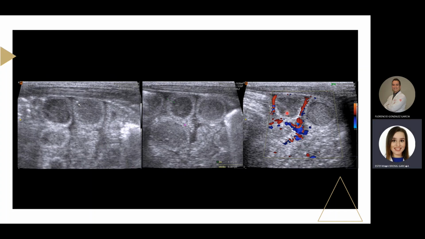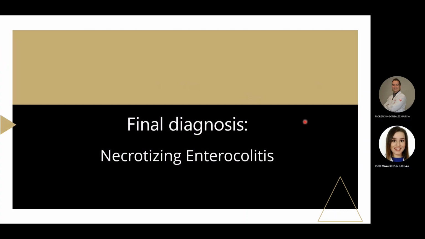On the color Doppler ultrasound, this one shows an increased flow in the intestinal wall in relation to hyperemia. And the final diagnosis was necrotizing enterocolitis.